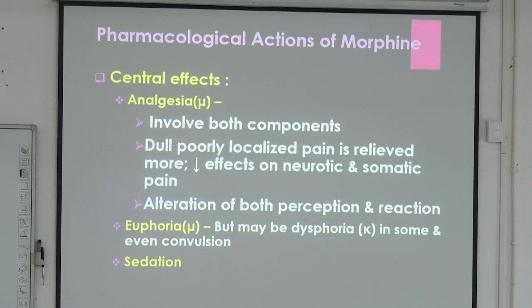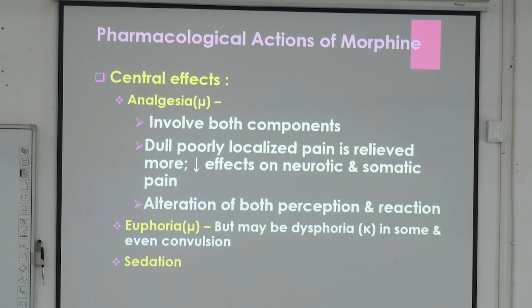There is one drug, pentazocine. It is a powerful kappa agonist. That's why when it came, it was a very good drug, widely used in anesthetic practice. But later on, it was seen that it can cause dysphoria that leads to other complications. That's why it was withdrawn. Next is sedation, a central effect. So these are all the central effects: number one analgesia, euphoria, and sedation.